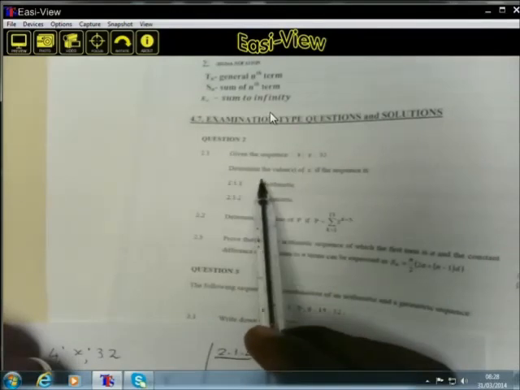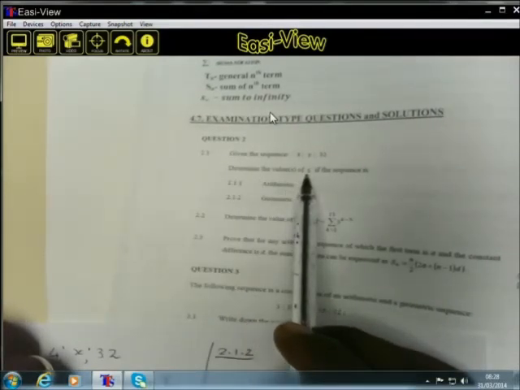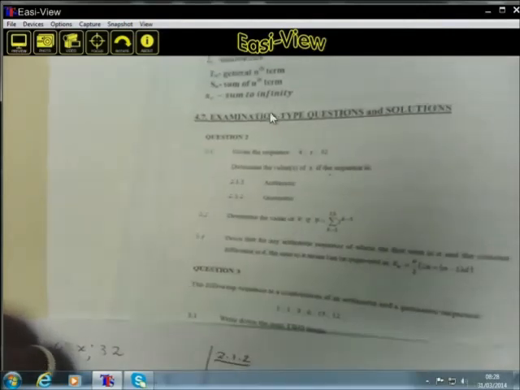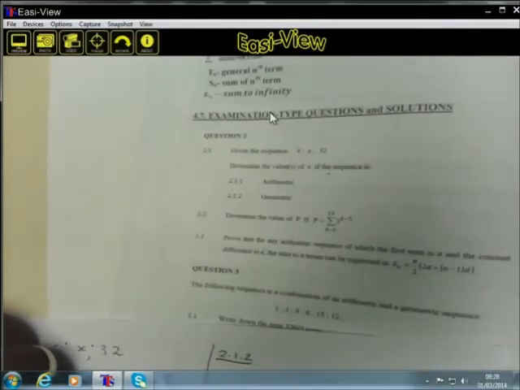Let's look at 2.1.2. They say here, determine the value or values of x if the sequence is geometric. What do you know about a geometric sequence? Or what can you identify a geometric sequence with?